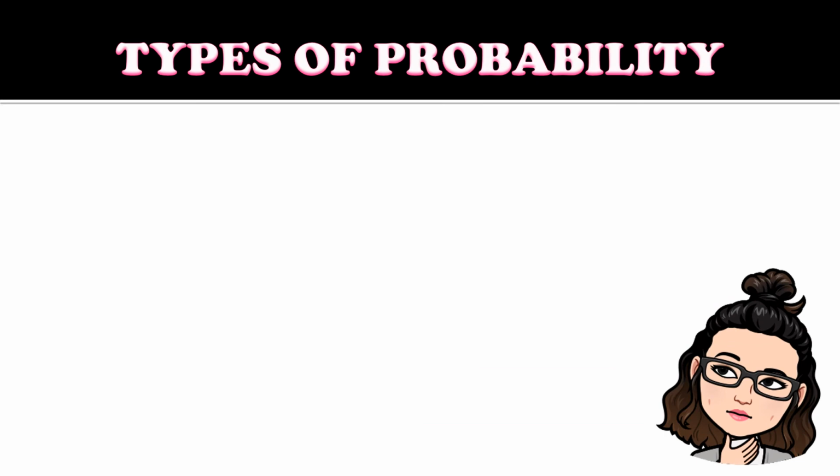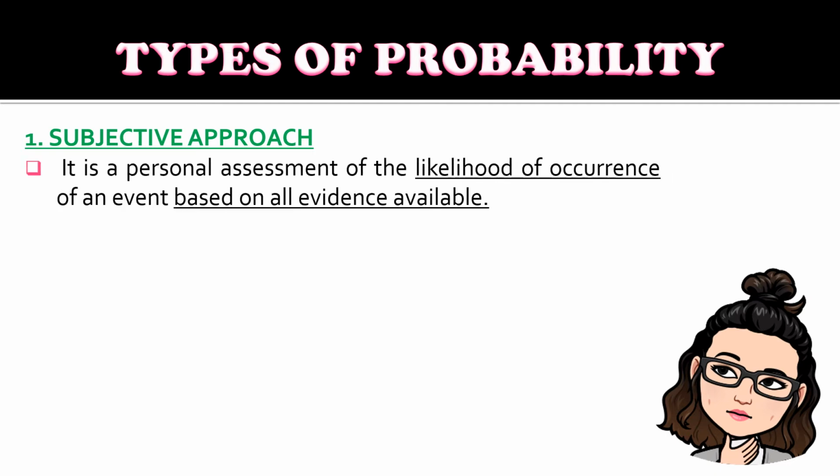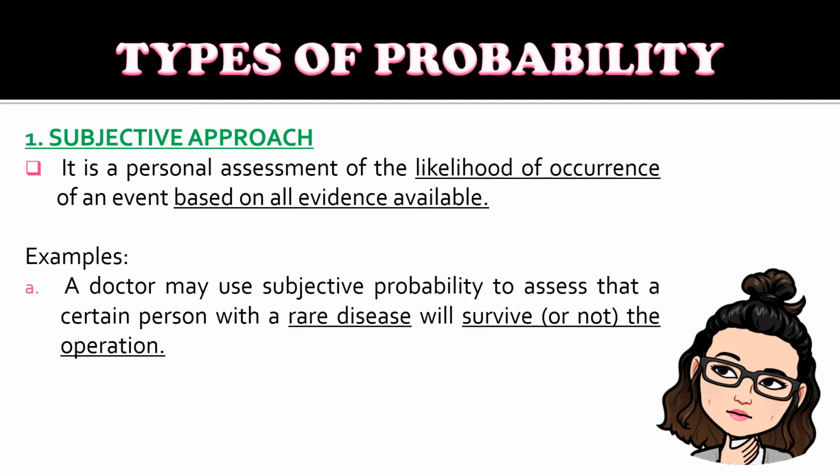So, what are the types of probability? First, we have the subjective approach. It is a personal assessment of the likelihood of occurrence of an event based on all available evidence. So, yung possible na mag-occur, pero dapat meron siyang available evidences or base siya sa evidence, hindi yung basta lang hinulaan.